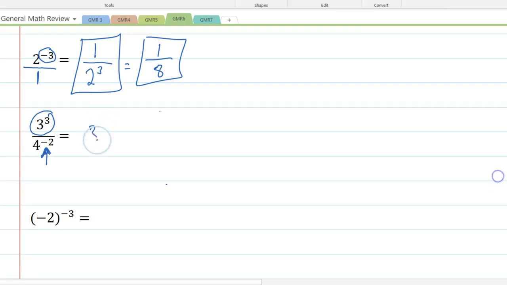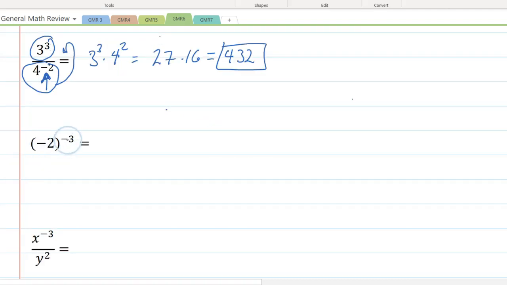We don't touch the 3 cubed. We leave him alone. The 4 to the -2 is on the bottom. It's a denominator. So what we have to do is move it to the top in order to make it happy. That gives us 3 to the power of 3 times 4 squared. When I moved the 4 from the bottom to the top, the exponent became positive. That's going to give me 27 times 16, which is equal to 432.